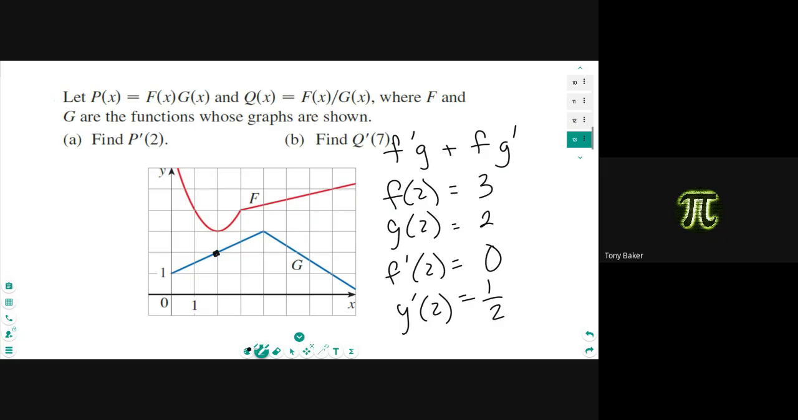Okay. Now we just plug into the formula. So P prime of x is 0 times 2 plus 3 times 1/2 times 2, which equals 3/2. See, no algebra.